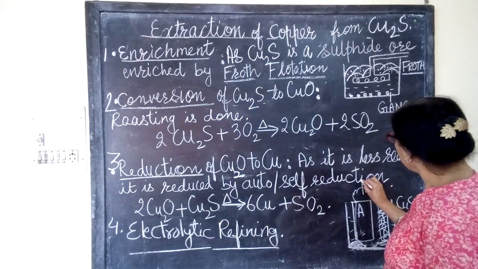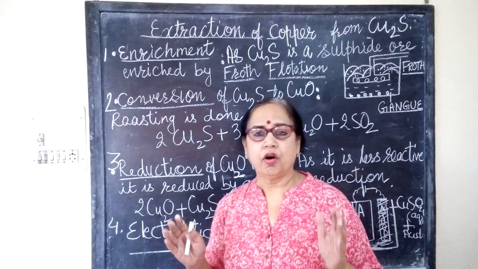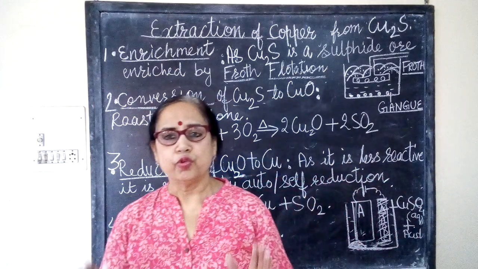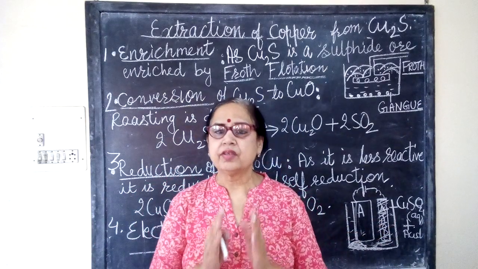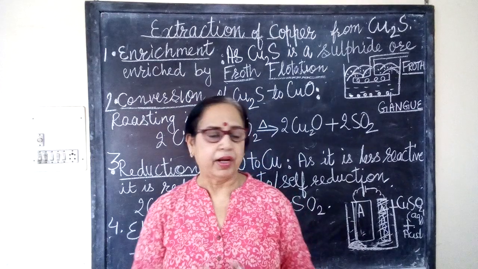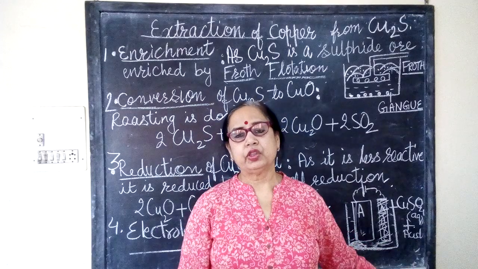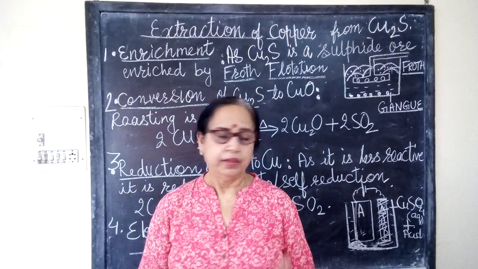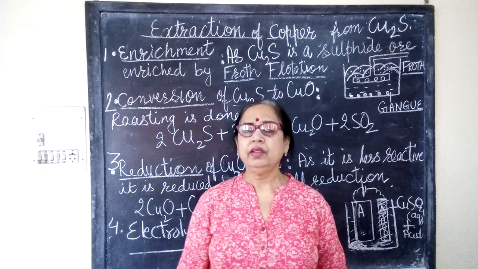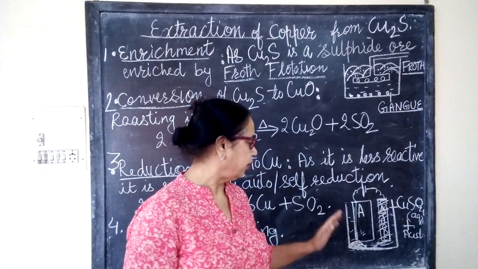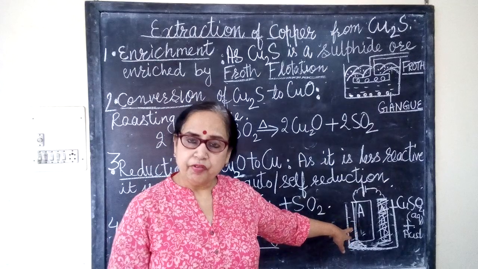The anode is connected to the positive terminal, and the anode is a thick sheet of the metal which is to be refined. On the other hand, the cathode is a thin sheet of the same metal. The electrolyte is an acidulated aqueous salt solution of the metal which is to be refined. This electrolytic refining method is generally used for less reactive metals like copper, zinc, silver. So in this case we are refining copper.